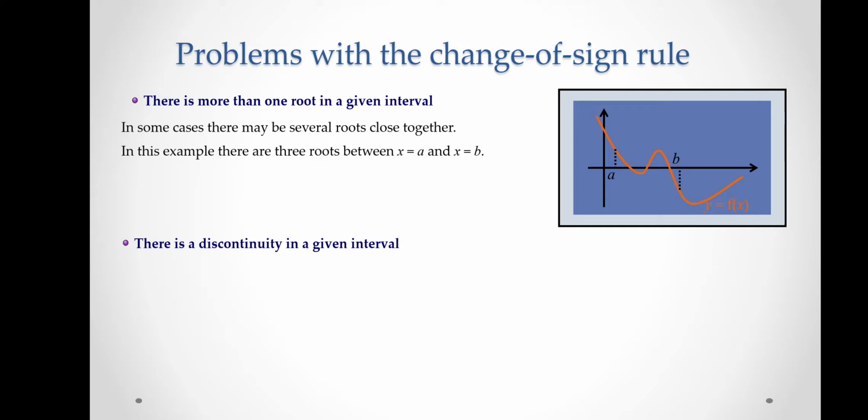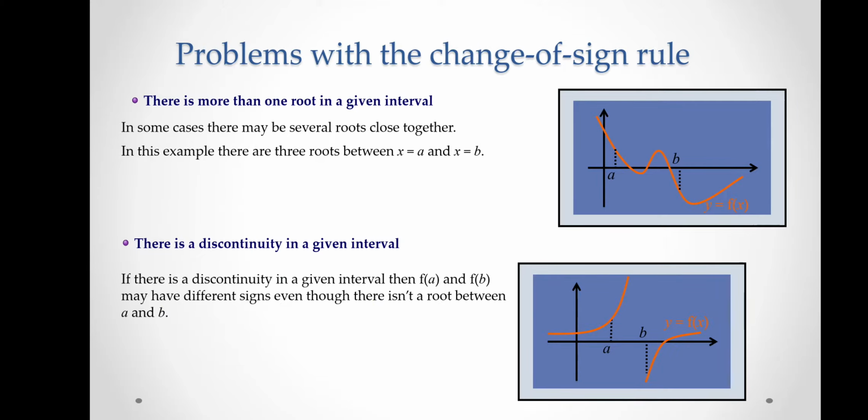Another problem is if there is a discontinuity in the interval. That means if it is like this, in the second graph you can see the discontinuity is there. So when you take the interval a and b, we have a sign change, but we don't have a root here because of the discontinuity of the interval. So there are problems in the change of sign rule, and you have to identify what the problems are.